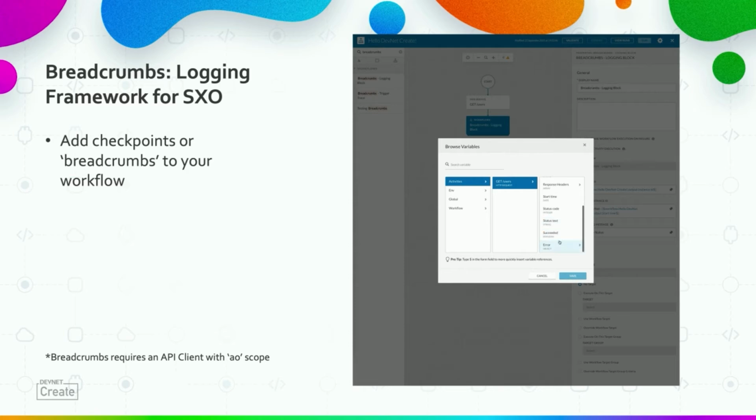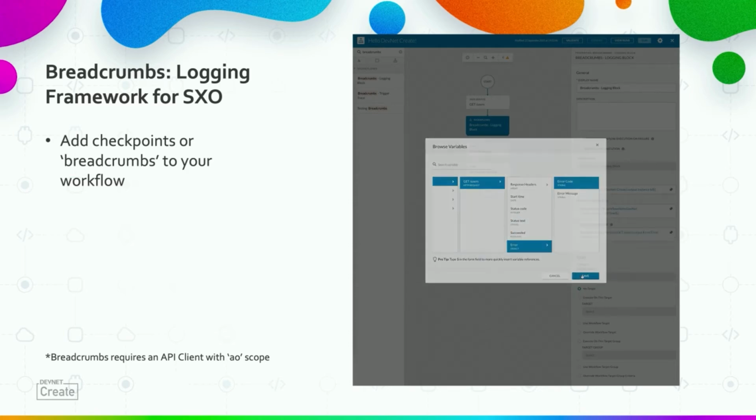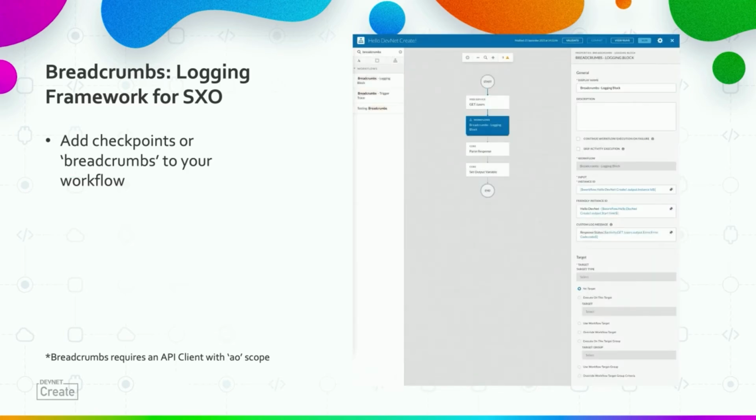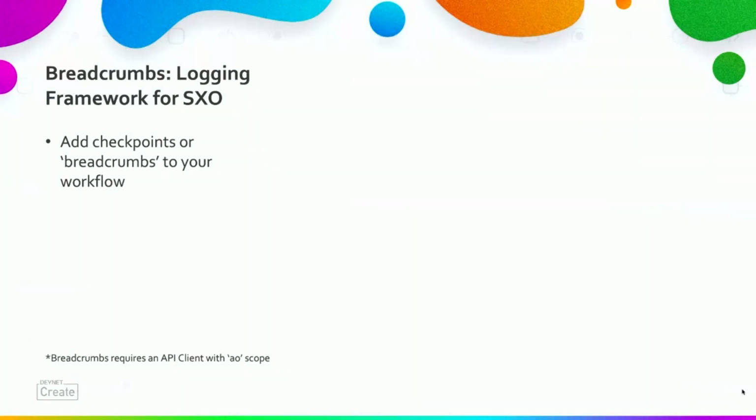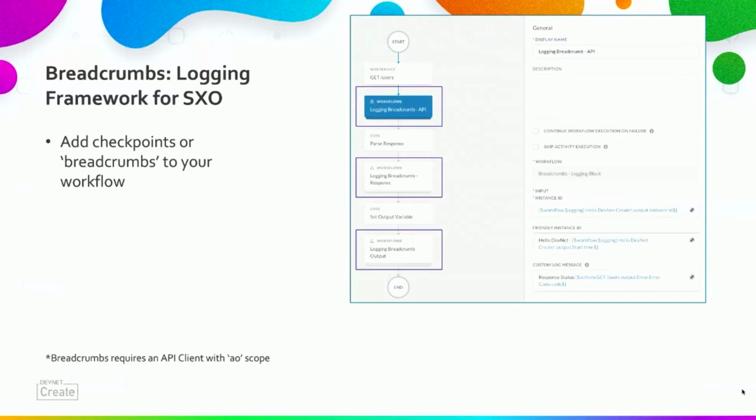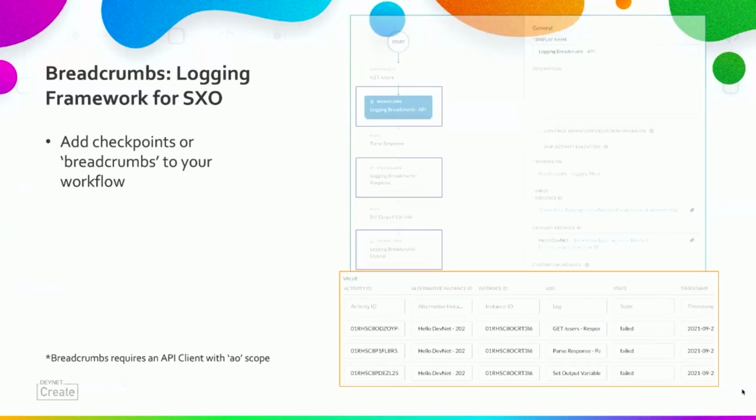So if I get 4xx or 5xx error codes back, I know that something's up with the third-party API. So similarly, I'm going to add logging blocks after the other two activities as well, as you can see here. And when this workflow now runs, each logging block is going to capture the progress of the activity preceding it in a global table variable within SXO with all the information I passed to it.